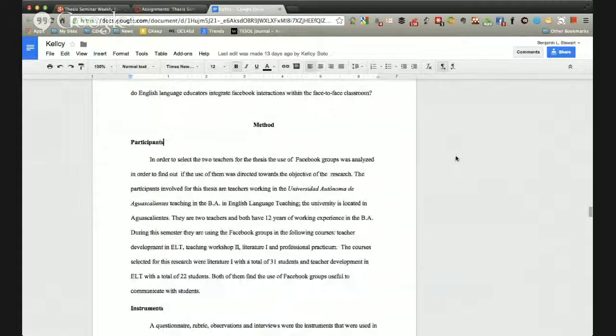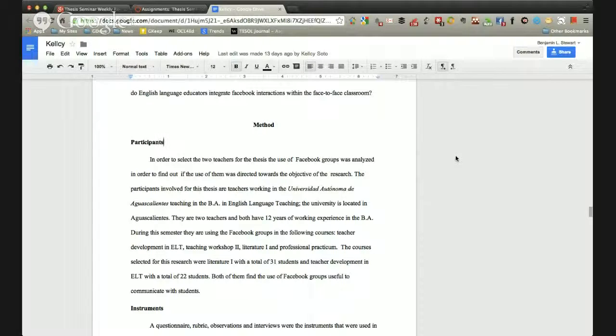A couple of weeks ago you were asked to complete your method section. Your method section should be approximately 500 words, and it should include 3 sections: your participants, instruments, and procedure. And when you completed it, you were basically projecting what you had planned to do during the data collection process.